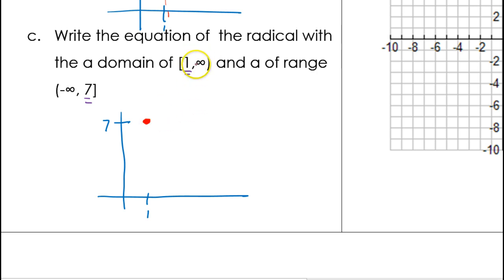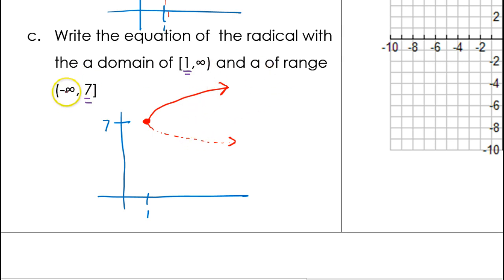Now, which way is it going to be facing? So just focusing on the domain, we want it to be 1 to positive infinity. So that would happen if it was facing this way. It would also happen if it was facing this way, though. Either one of these versions will have a domain of 1 to infinity because it starts at 1 and it goes to the right. Which one of these am I going to choose?